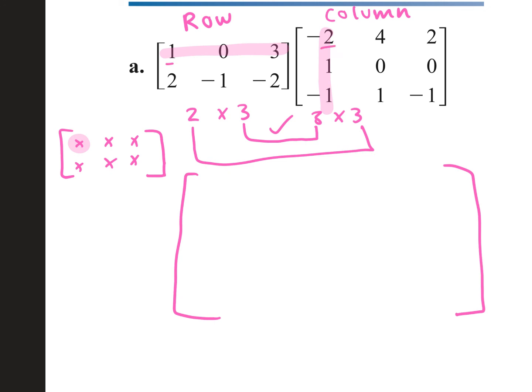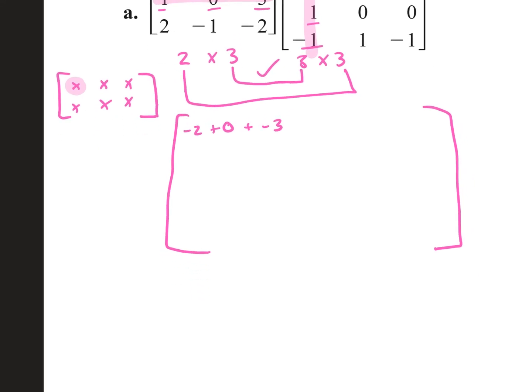So I multiply the first number with the first number, -2. Second number with the second number, 0. And third number with the third number, 3 times -1, -3. Perfect, -5. When we add them all together, we get -5.